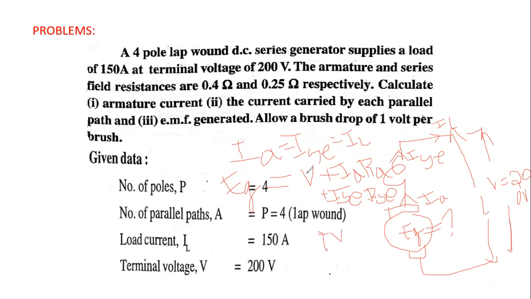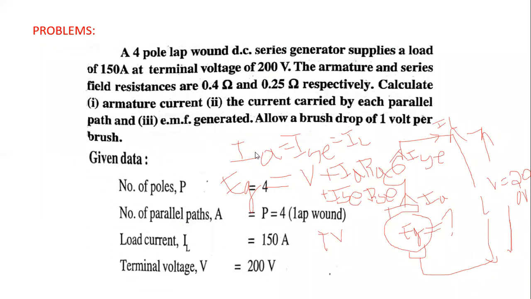Then substitute all the values in this formula. What is V? 200, plus IA is equal to ISC is equal to IL. Therefore IL is equal to 150 amperes, and RA. What is the RA? RA is 0.4 ohms and RSC is 0.25. And what is the brush voltage drop? That is plus 1. This is the generated EMF.